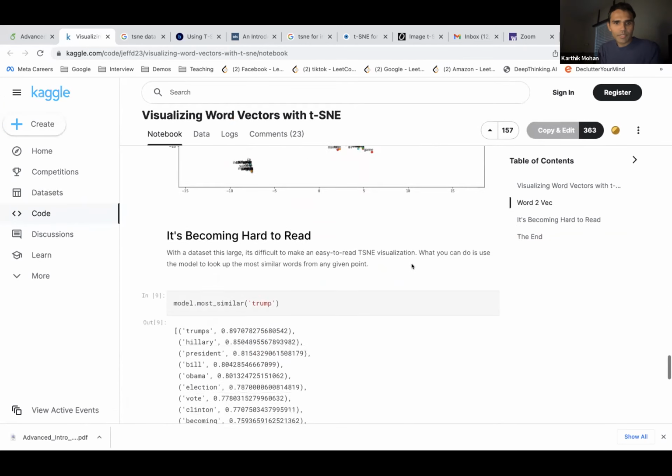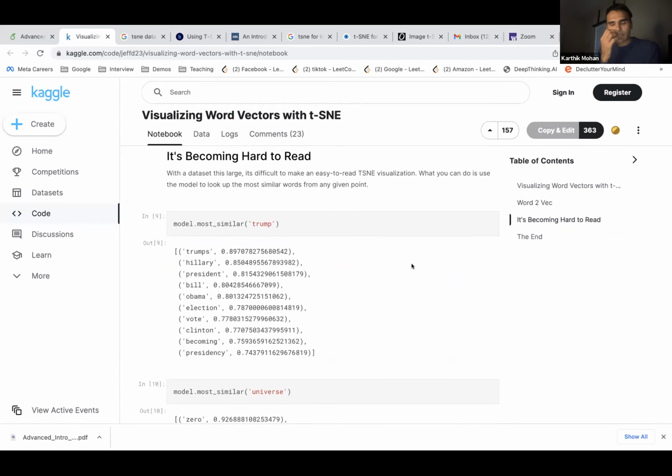Is there anything more here? Yeah, you can do other things with this, right? Let's say you want to find the most similar word to Trump. So here Trump is, if you remember the Q of I given J that we saw in the lecture slides, the J here would be Trump. The I would be all the other words for which the Q of I given J probability is high. So these are all the I's, right? Trump's, Hillary, President, Bill, Obama, election, vote, Clinton, so on.